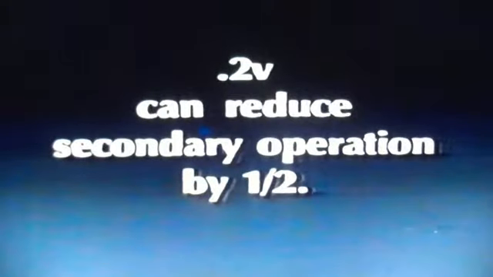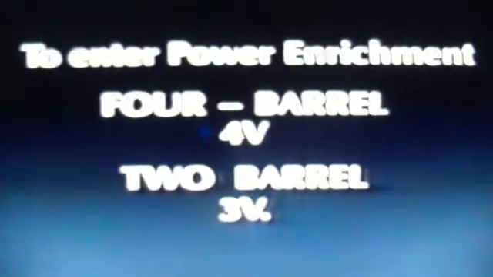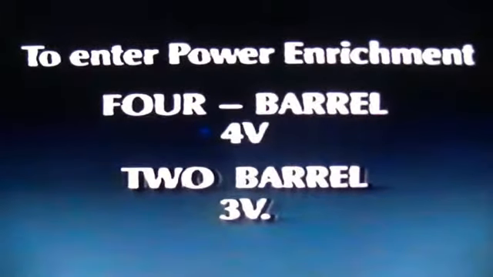0.2 of a volt may not seem important, but it is. With a 4-barrel carburetor, a loss of even 0.2 of a volt can result in a reduction of 1/2 of secondary operation. To go one step further, a 4-barrel carburetor needs 4 volts to go into the power enrichment mode, while a 2-barrel needs 3 volts. A shortage of 0.2 of a volt at either of these points can mean serious drivability problems.